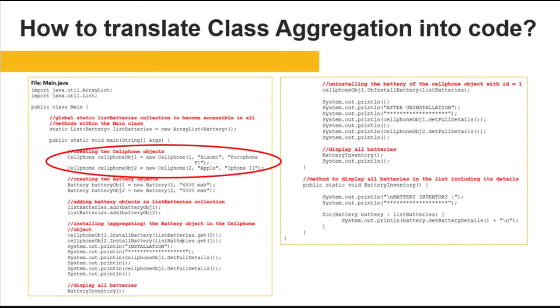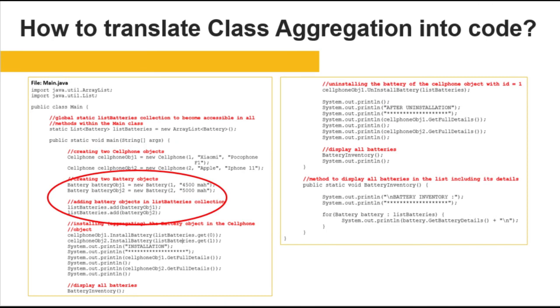Inside the main method, we created two cell phone objects which will be assigned a single battery each that will come from the list batteries object collection. We also created two battery objects and added them in the list batteries object collection for the inventory by using the add method of the list collection class.